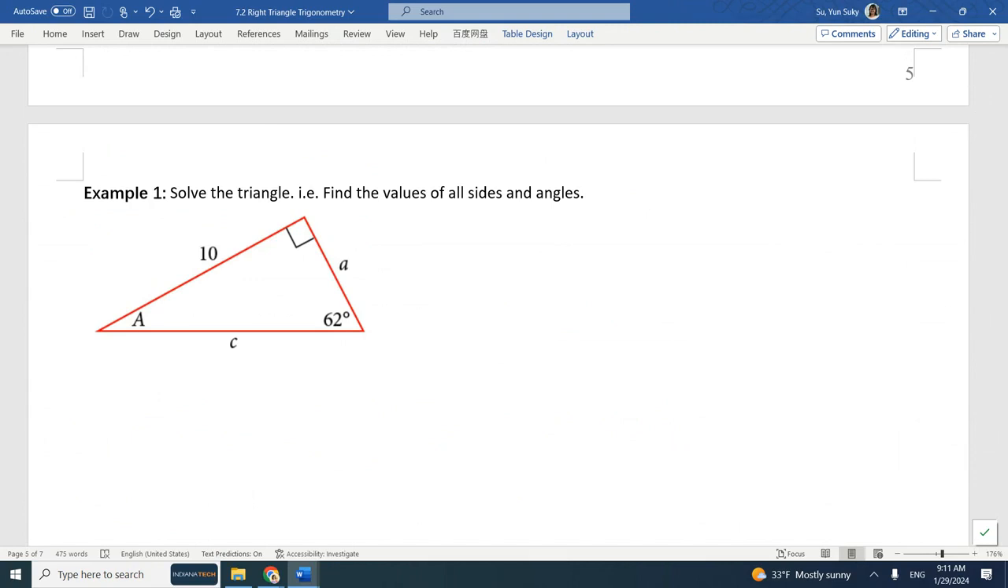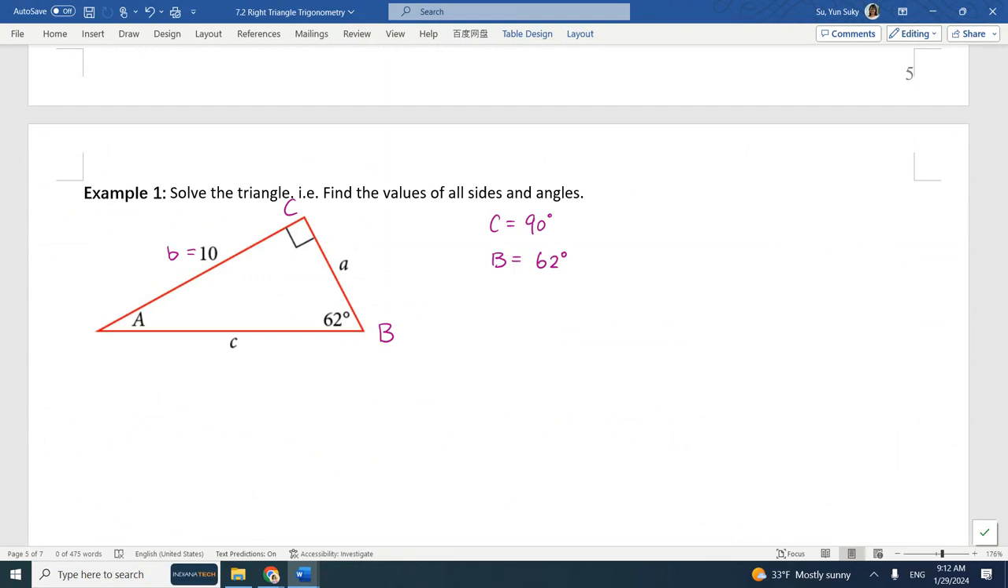So that is angle A, and usually the side opposite to the angle has the same letter. So if this is C, this angle must be angle C, right? And then the remaining is angle B, and this is side B. Right. So let's figure out all the angles first. So we know C is a right angle. So C is 90 degrees. And B is 62 degrees.